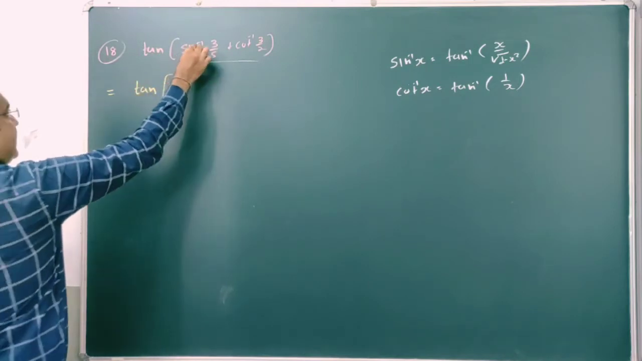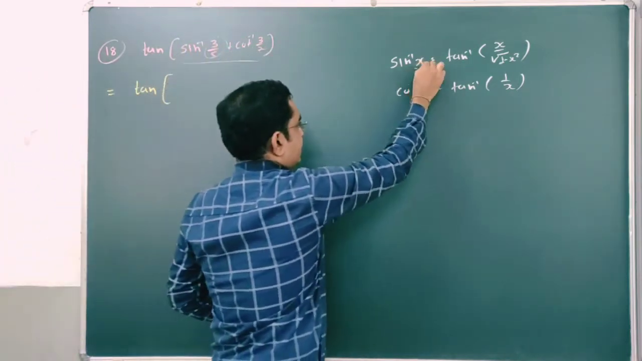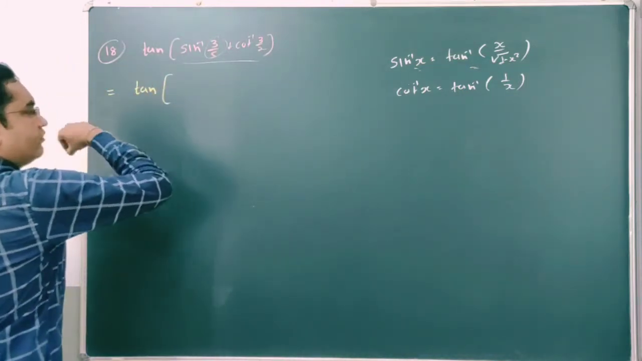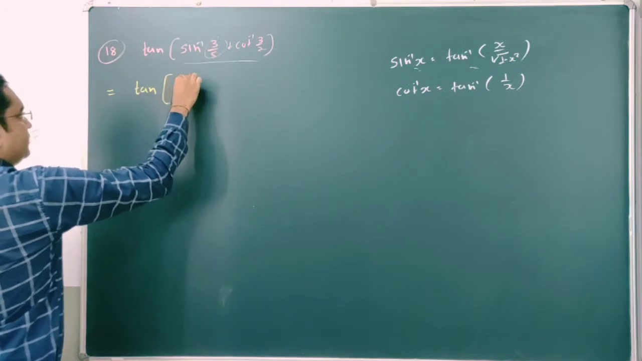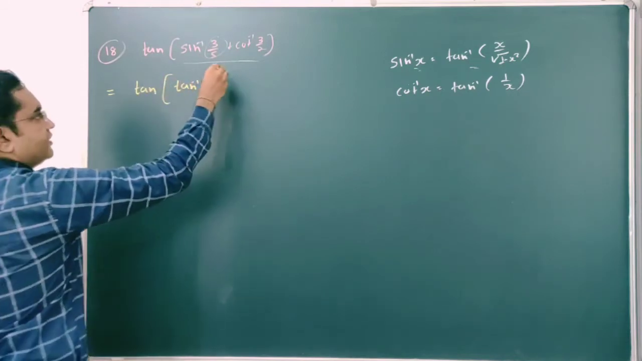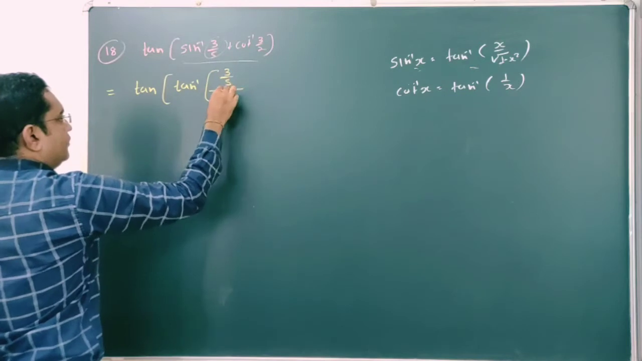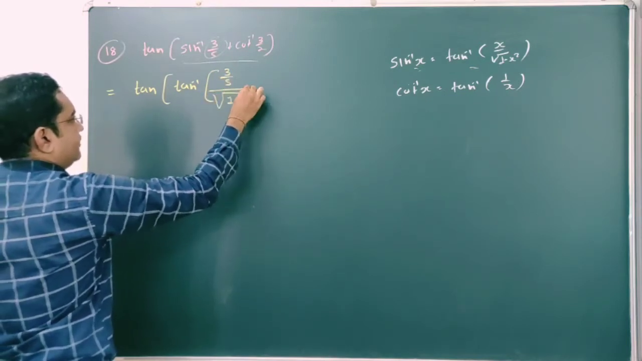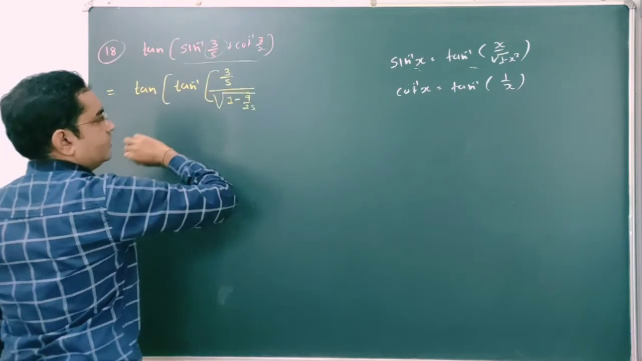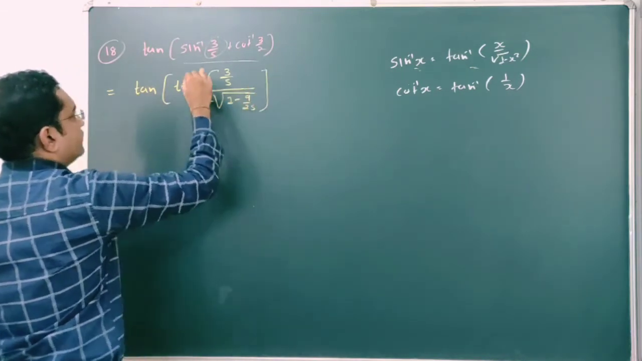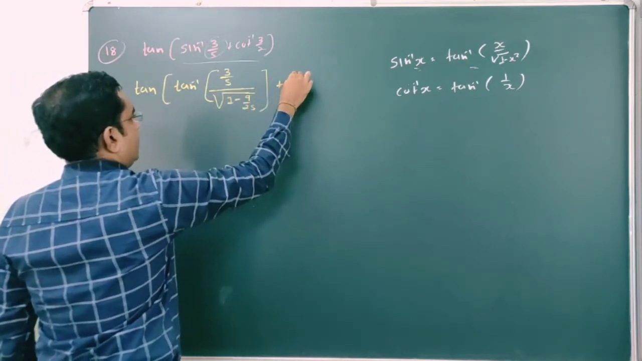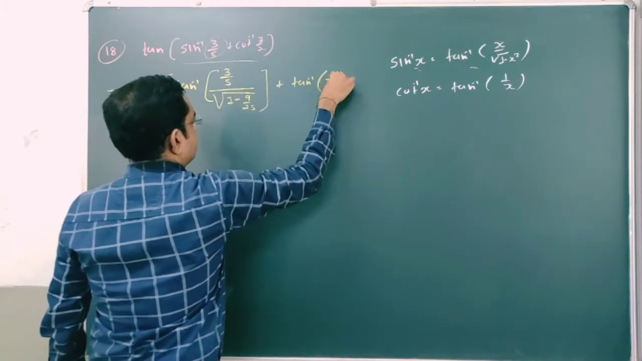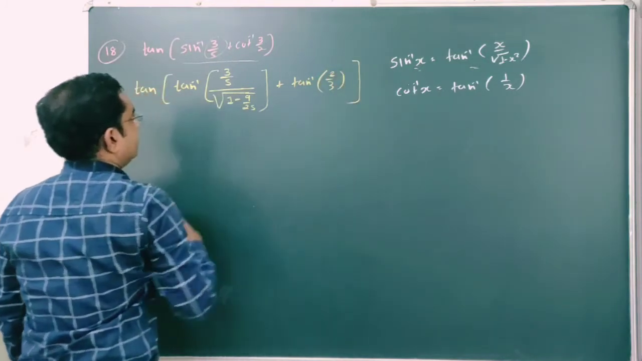tan. Now sin inverse x is there. So sin inverse x is required to be converted into tan inverse x upon square root of 1 minus x square. So this one is tan inverse of 3 by 5 upon square root of 1 minus x square, which is 9 by 25. Done. So this is the conversion of sin inverse into tan inverse, plus cot inverse is converted into tan inverse by taking its reciprocal, so it's 2 by 3. तो ये हो गया हमारा conversion.